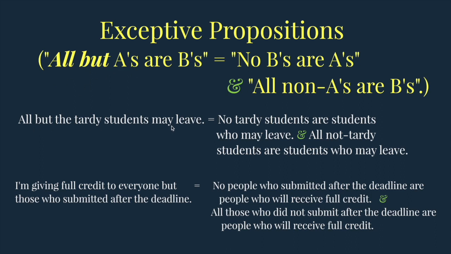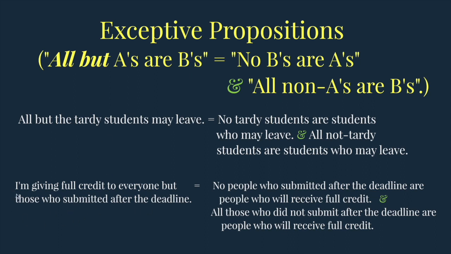All but the tardy students may leave. Well, what am I trying to say when I say all but the tardy students may leave? Well, one of the things that I'm saying is none of the tardy students are students who can leave. When I say all but the tardy students may leave, I'm saying that the tardy students are not allowed to leave. But that's not all that I'm saying. I'm not just saying that none of the tardy students can leave. I'm also saying that all of the non-tardy students are permitted to leave. So it's not just that none of the tardy students can leave, it's also that all of the students who are not tardy can leave.